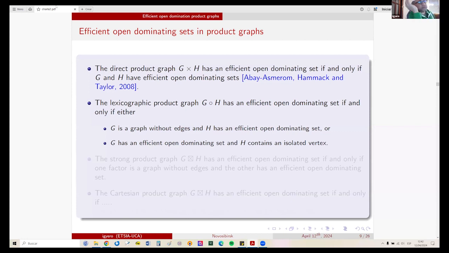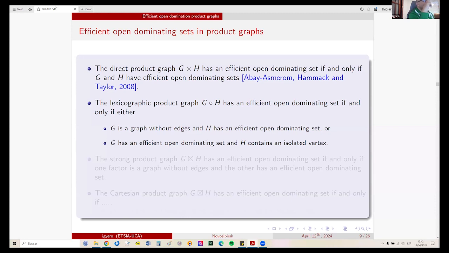Of course, this is somehow trivial because if G has no edges, what I have is several copies of the graph H. So in this case, clearly, if H has an efficient open dominating set, the union of many of them will work. And the other situation is that G has an efficient open dominating set and H contains an isolated vertex.